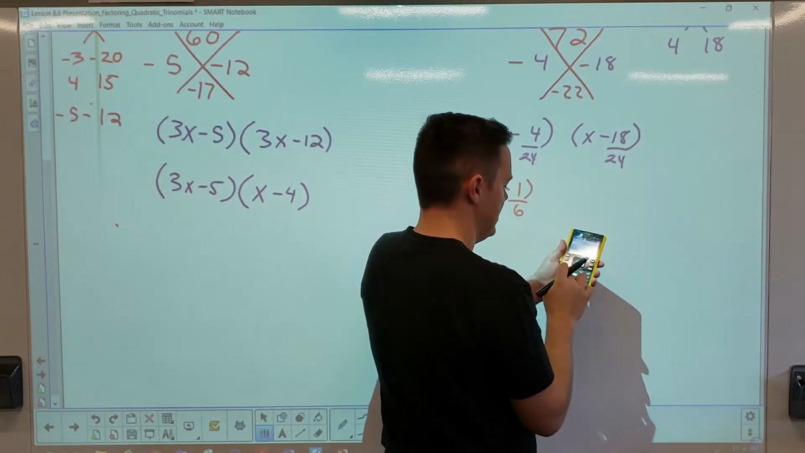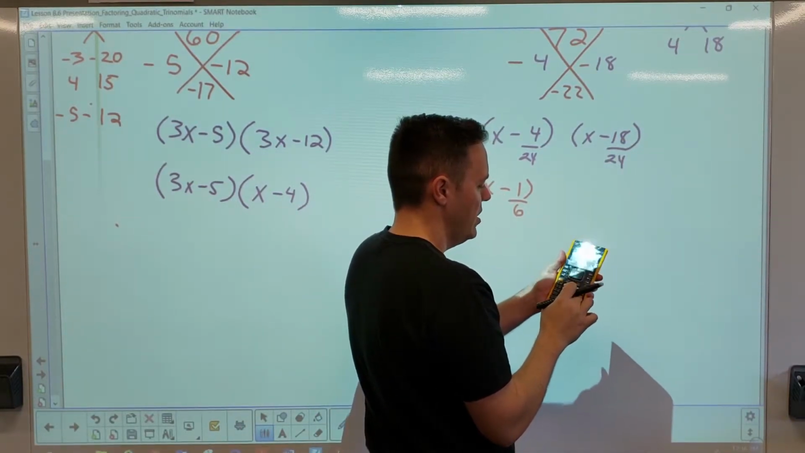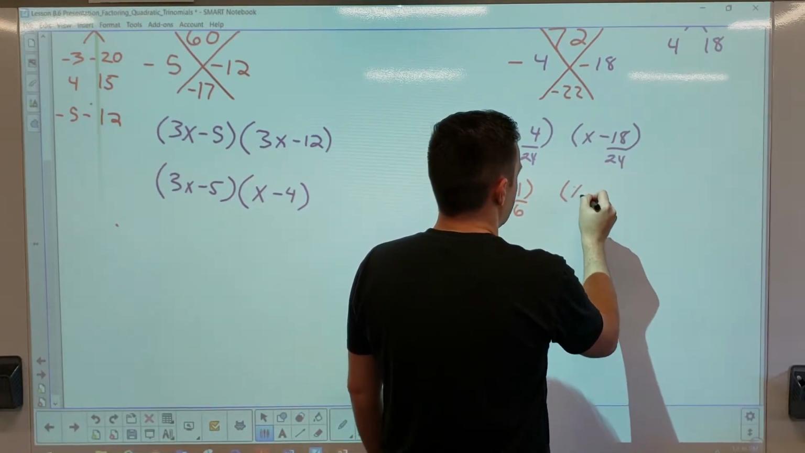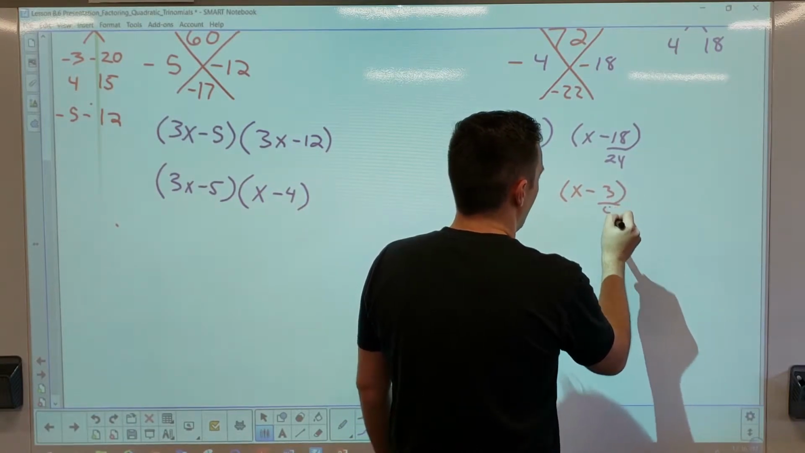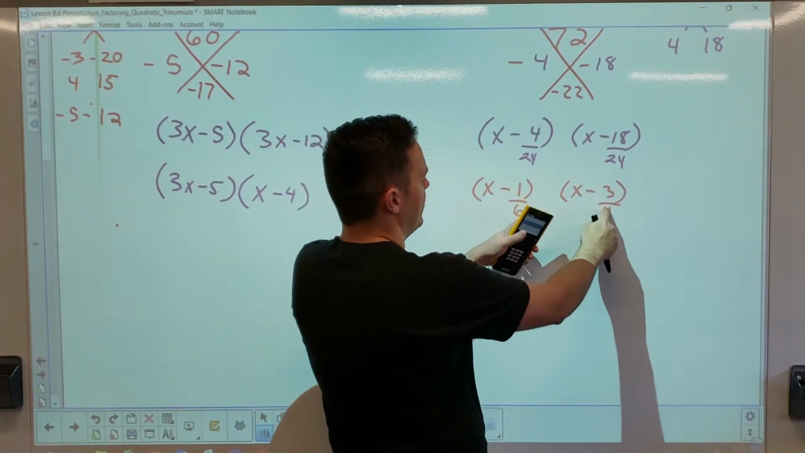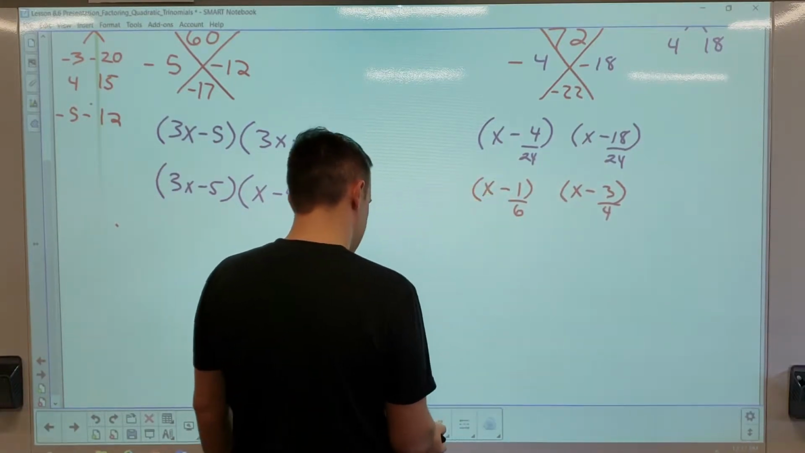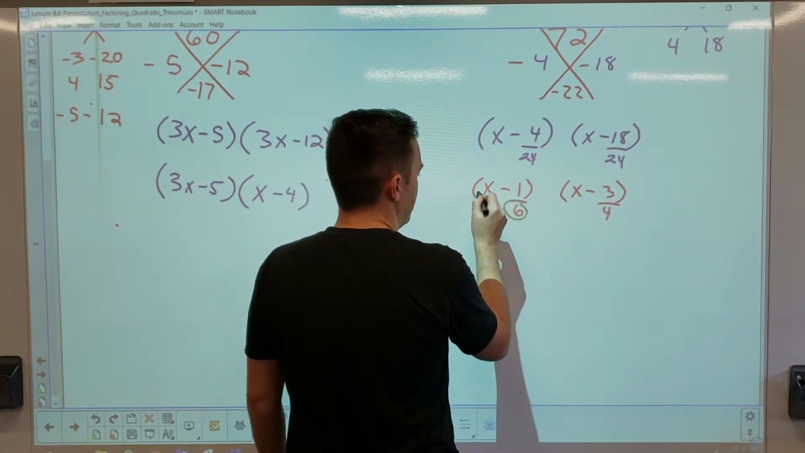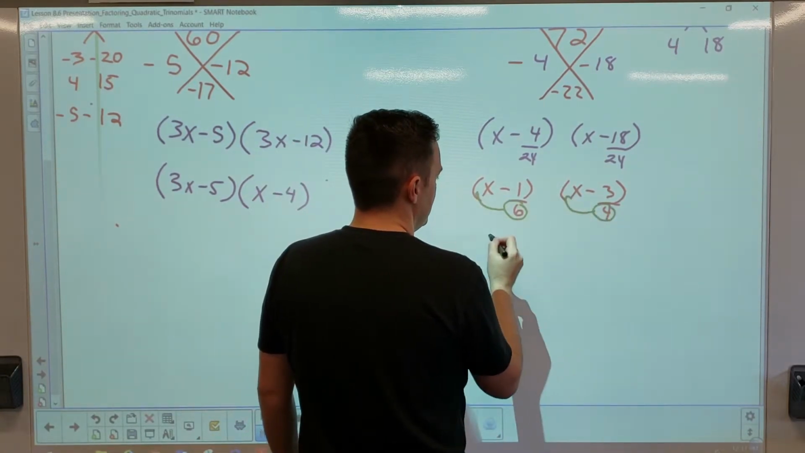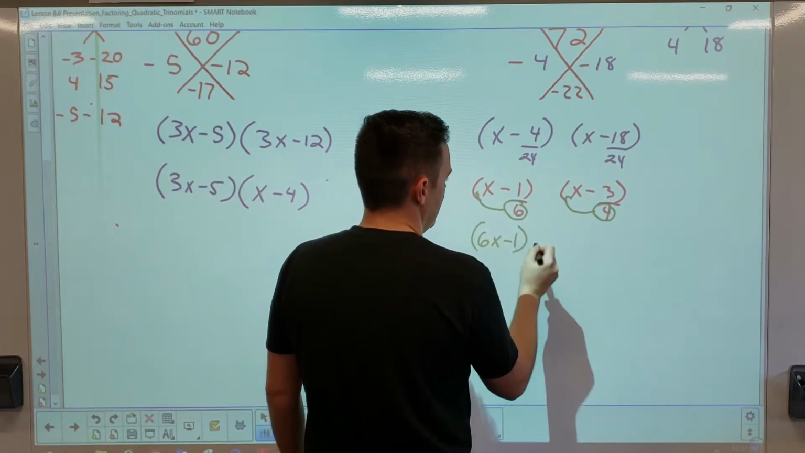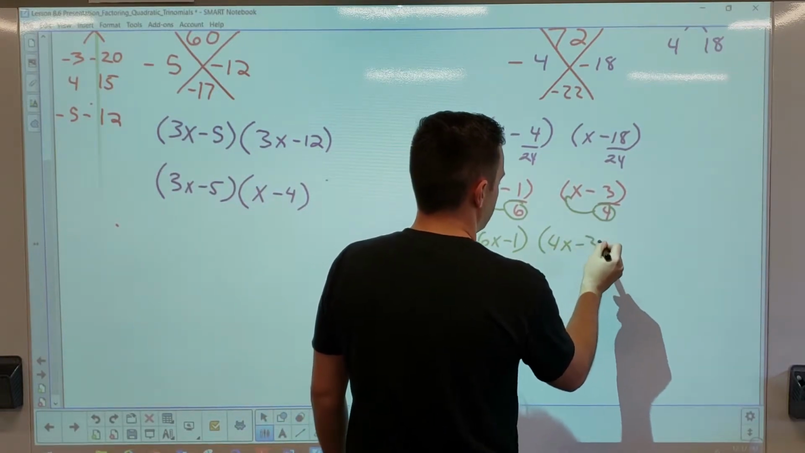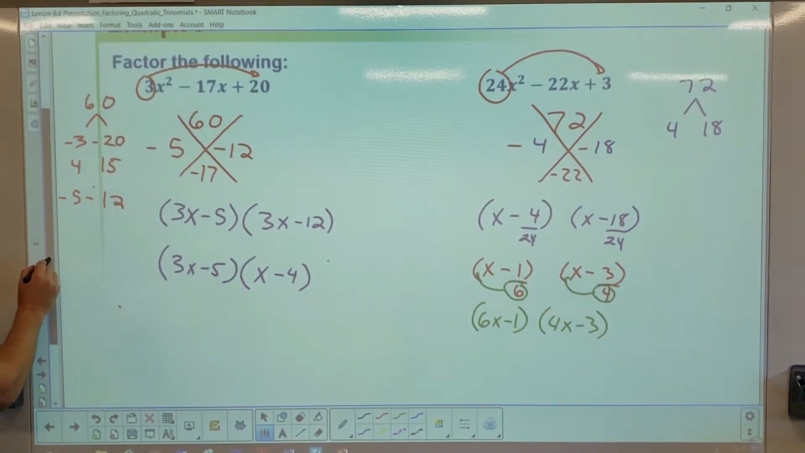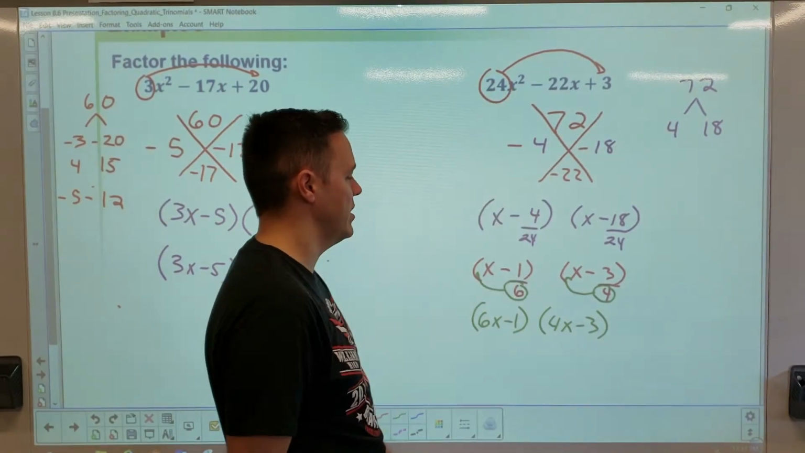And then can you reduce this? 18 divided by 24. If you reduce that, it can be 3 over 4. So this would be x minus 3 over 4. Ladies and gentlemen, can they be reduced any further? No, and since they cannot, you've got to slide these up into the front. Slide this up in the front, slide that up there. So you get 6x minus 1 and 4x minus 3. Multiply those two together, it'd be 24x squared. Yep, 6 times 4, 24x squared. I know I'm on the right path.